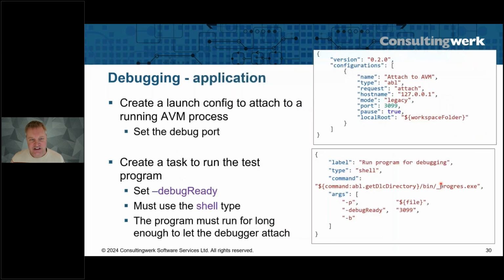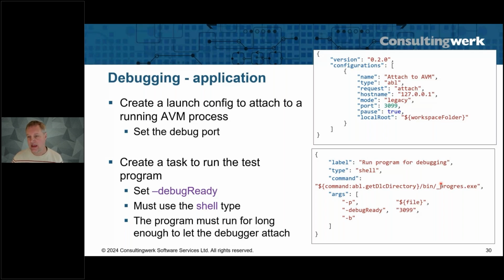Debugging an application takes some setting up, let's put it that way. So basically what we'll end up doing is we create a launch configuration, which is different from a task, a launch configuration that can attach to another process. And then we start running a program that is debug ready that we can attach to. So it's a two-step process, and this is basically the way to do debugging.